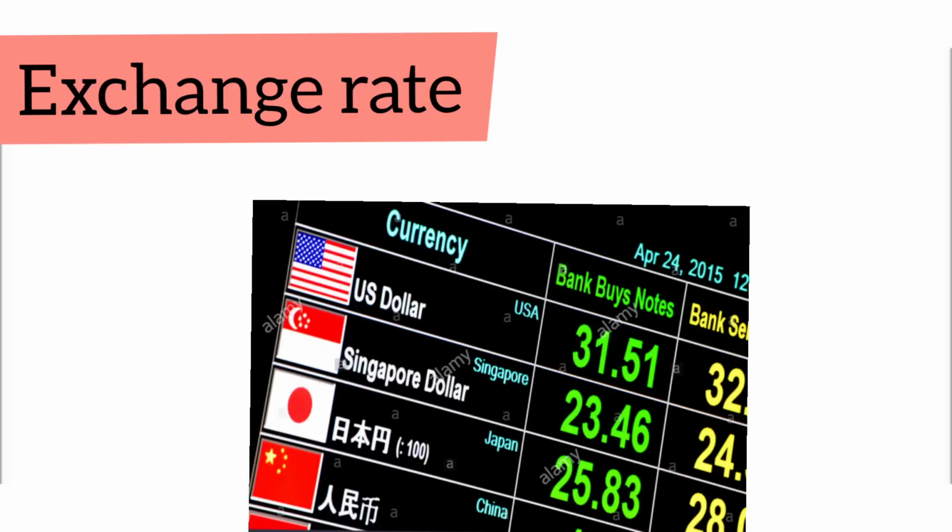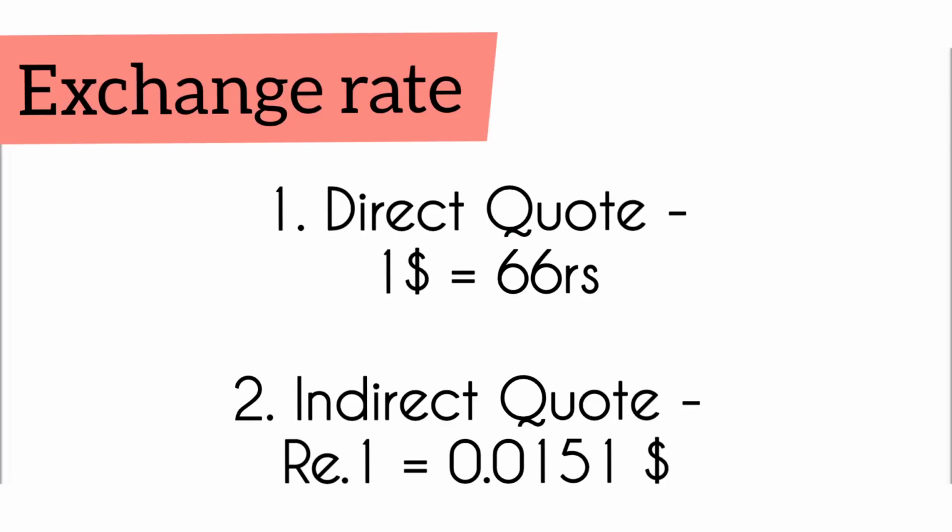You can express the exchange rate in two forms. One is direct quote and the other is indirect quote. So what is direct quote? If you express the exchange rate in terms of how many units of local currency will be needed to buy one unit of foreign currency.